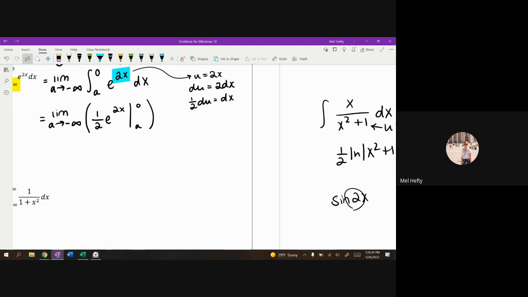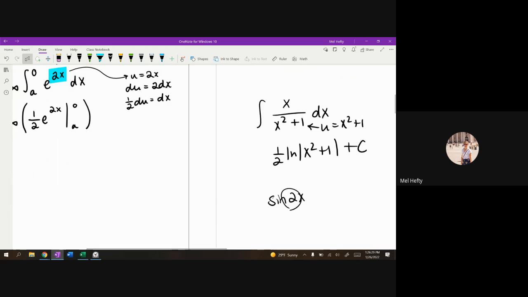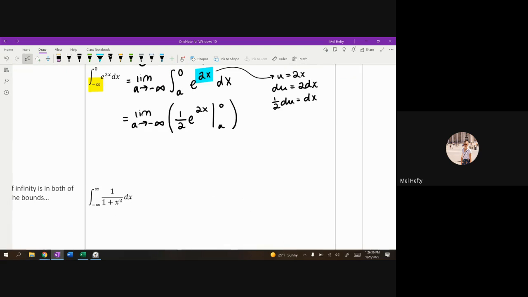Because I'm keeping x in my integral, so we changed the bounds so that we would keep the integral in terms of u. So I don't have to change the bounds because I'm going back to x's. All right, let's plug in our bounds.